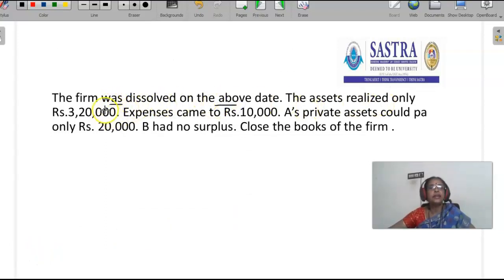The firm was dissolved on the above date. The assets realized only 3,20,000. Expenses came to rupees 10,000. A's private assets could be only 20,000. B had no surplus. Close the books of the firm. How are we going to deal with it if all the partners are insolvent?